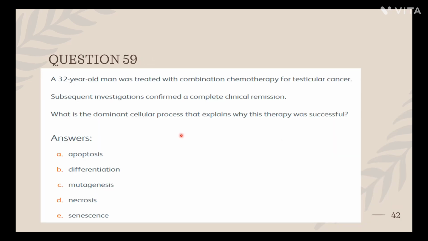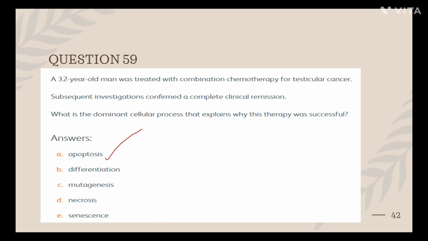Next question. A 32-year-old man was treated with combination chemotherapy for testicular cancer. Subsequent investigation confirmed a complete clinical remission. What is the dominant cellular process that explains why this therapy was successful? So given combination therapy, now he is having complete clinical remission without any complication mentioned. Then that process would have been apoptosis. Programmed cell death.